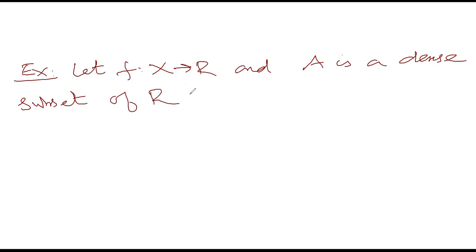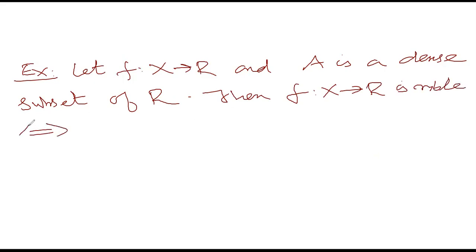Then f from X to R, where X is a measure space, is measurable if and only if the set of x such that f(x) is greater than a, and don't use mod here, you can directly write this without mod.